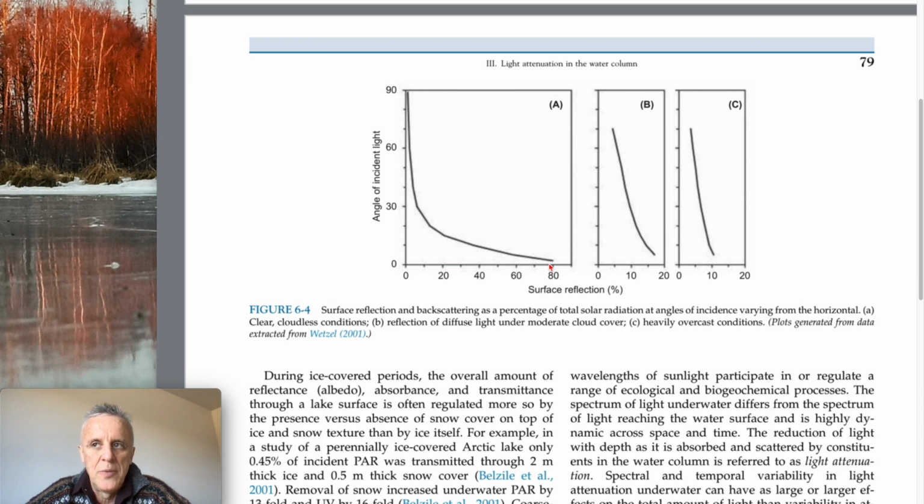So as the surface reflection increases, the angle of incident light decreases. So we have high reflection for light that is directly above compared to light that is coming in at an angle on the surface. Then we have the same kind of condition. However, this is, as the text is saying, a reflection in diffuse light under moderate cloud cover. And then this is in heavily overcast conditions. So in heavily overcast conditions, we can see that there is not much surface reflection compared to a day where there is no overcast.